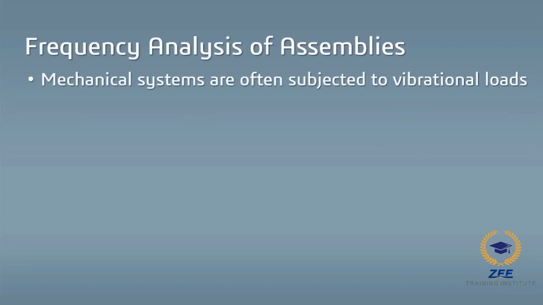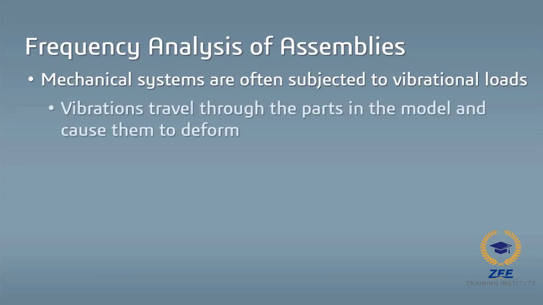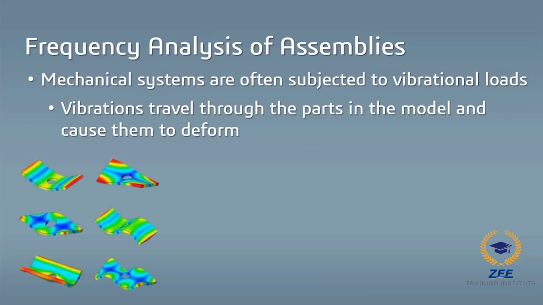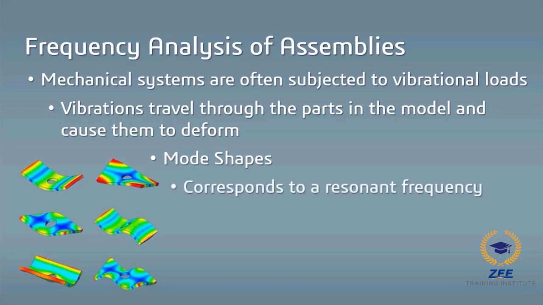Mechanical systems are often subjected to vibrational loads. When this occurs, the vibration travels through the parts in the model and causes them to deform, depending on the vibration frequency. The parts in the mechanical system oscillate in different ways, creating different mode shapes. Each mode shape causes the parts to deform in a specified way.